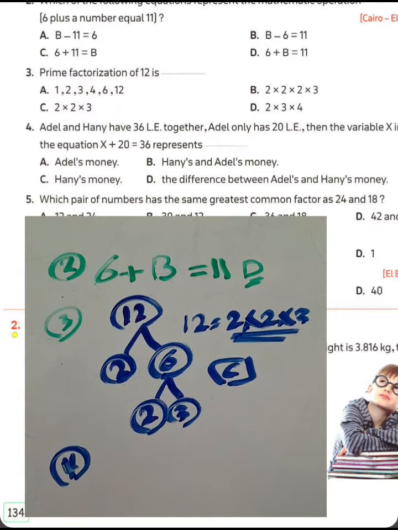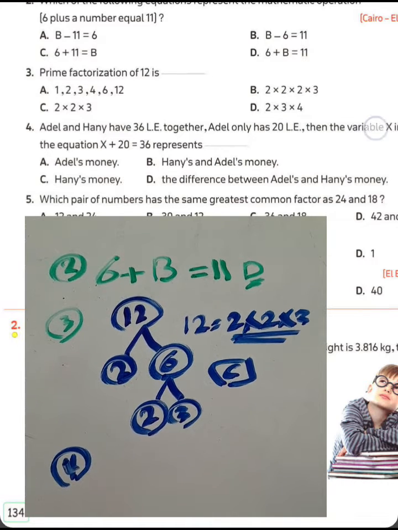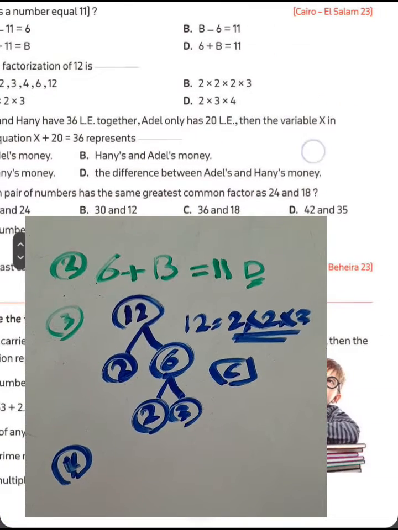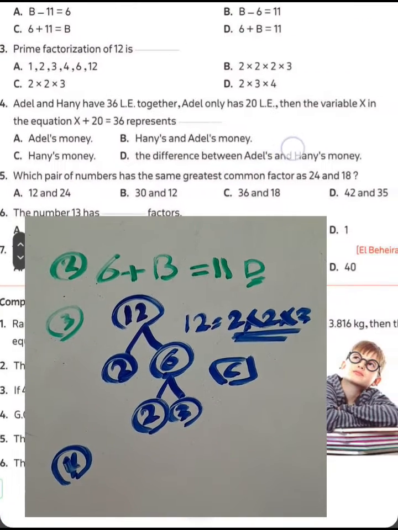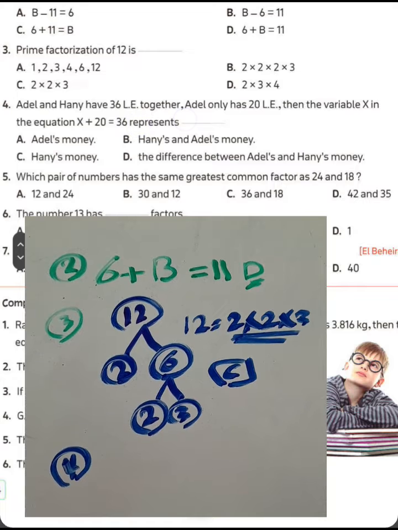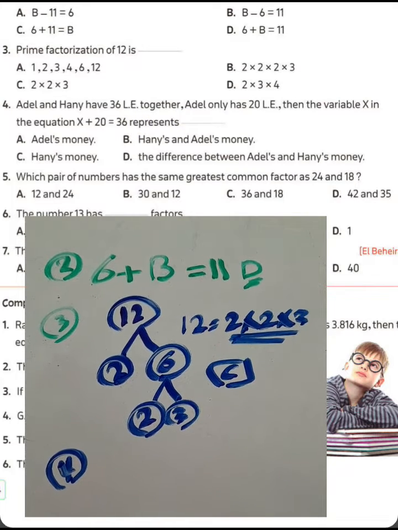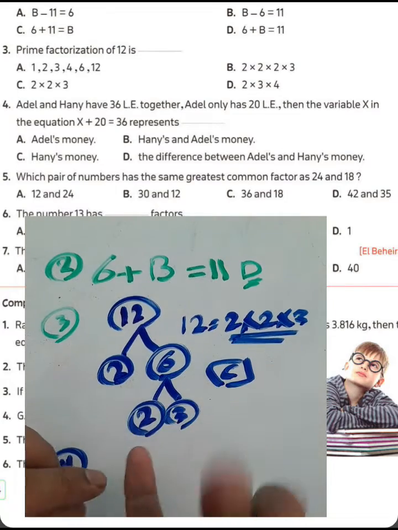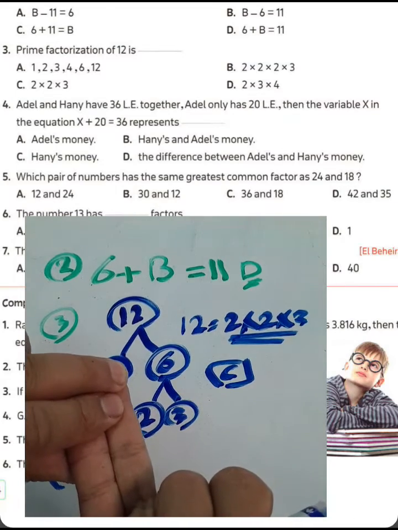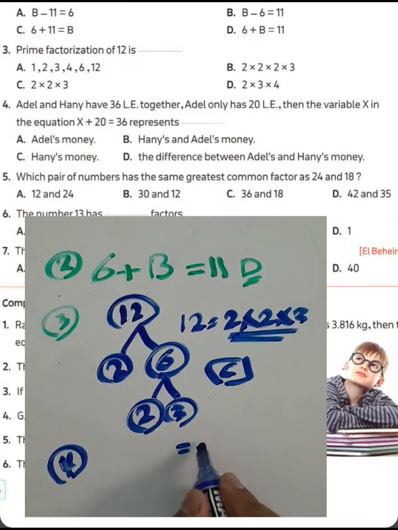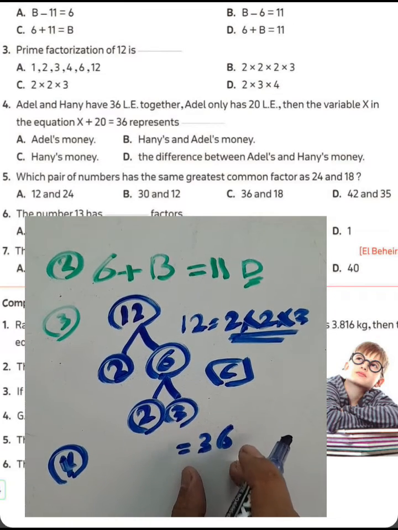Question number 4. Adil and Hani have 36 Egyptian lira together. Adil only has 20 Egyptian lira. Then the variable x, look at here, the variable x in the equation x plus 20 equal 36 represent what? Represent Hani's money, because he gave us Adil and Hani have 36. So 36 should be the total. We can write the equation here. 36 is the total number with them.